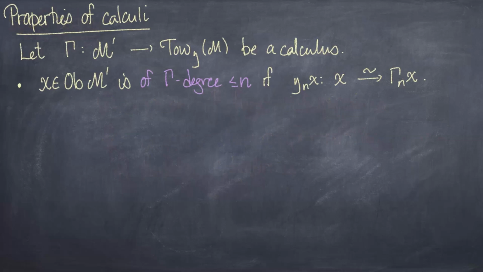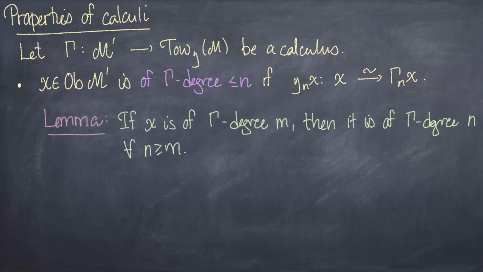So we have a category M equipped with weak equivalences. M prime is a subcategory of M. And we're going to fix some object x in M prime. And we'll say it is of gamma degree less than or equal to n, so its degree with respect to this particular choice of calculus, if it's weakly equivalent to this nth approximation, so to gamma n of x. That doesn't mean it's not weakly equivalent to gamma m of x for m less than or equal to n, but at least it's equivalent to gamma n of x.